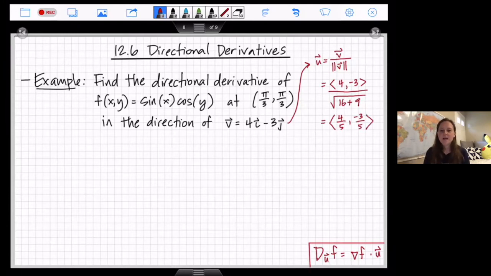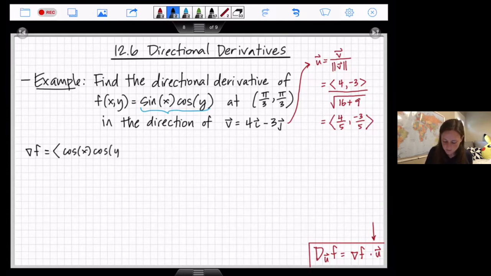All right, so looking down at our red box, we're going to dot that vector with the gradient at our point. So let's calculate the gradient. We're going to take the partial derivative of sine x times cosine y with respect to x. When I'm taking the derivative of my function with respect to x, the cosine y is just a constant. So I take the derivative of sine x, which is cosine x. But the cosine y was just a constant, so we're just going to leave that as cosine y.